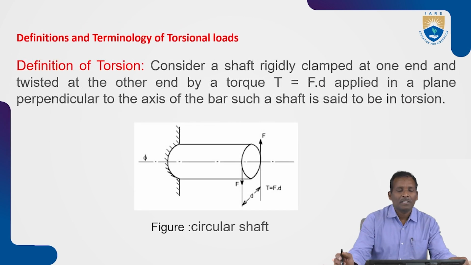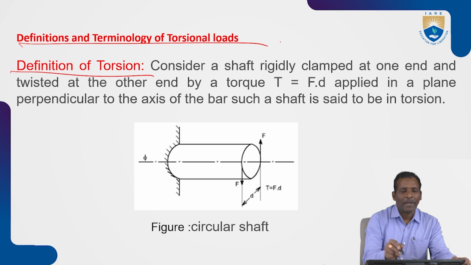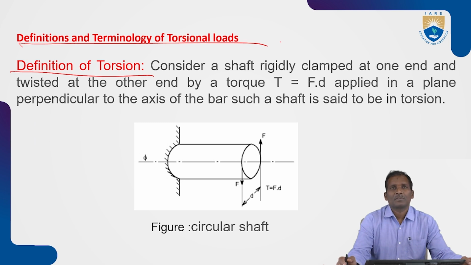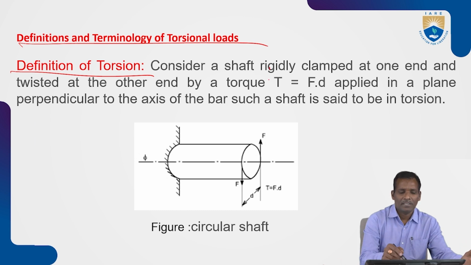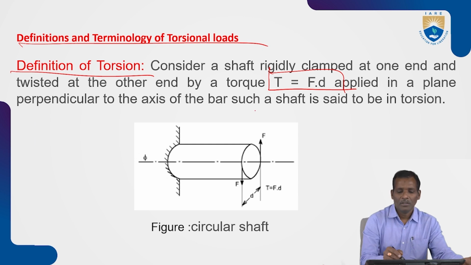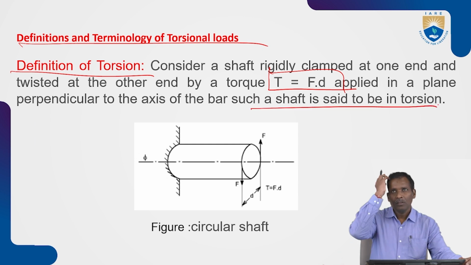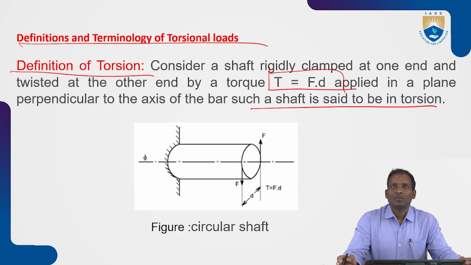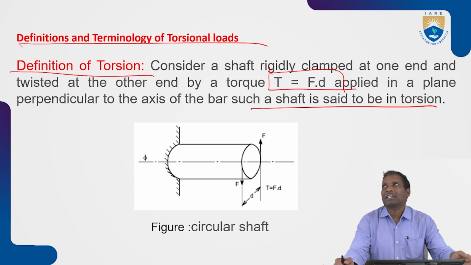So first of all, the definition of torsion. How do you define torsion? Consider a shaft rigidly clamped at one end and twisted at the other end by a torque, that is force multiplied with the distance, applied in a plane perpendicular to the axis of the bar. Such a shaft is said to be in torsion. So torque is equal to force multiplied with the distance.